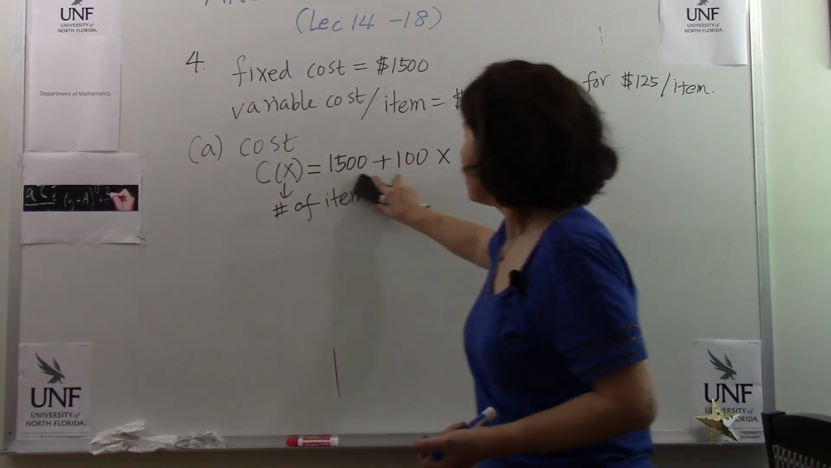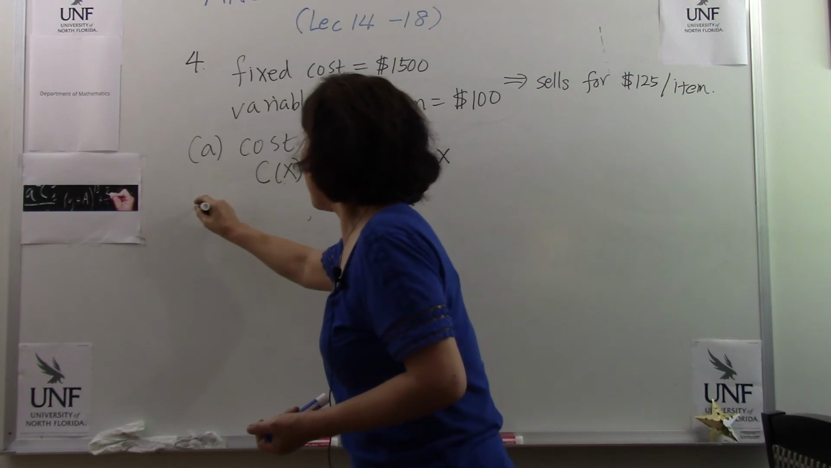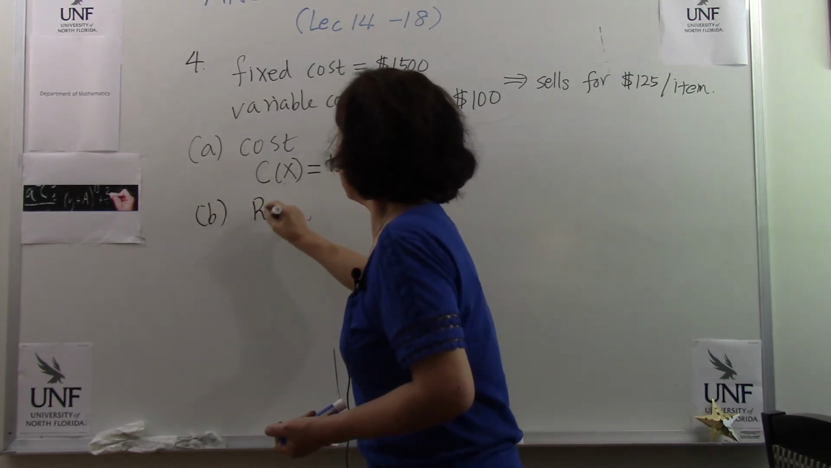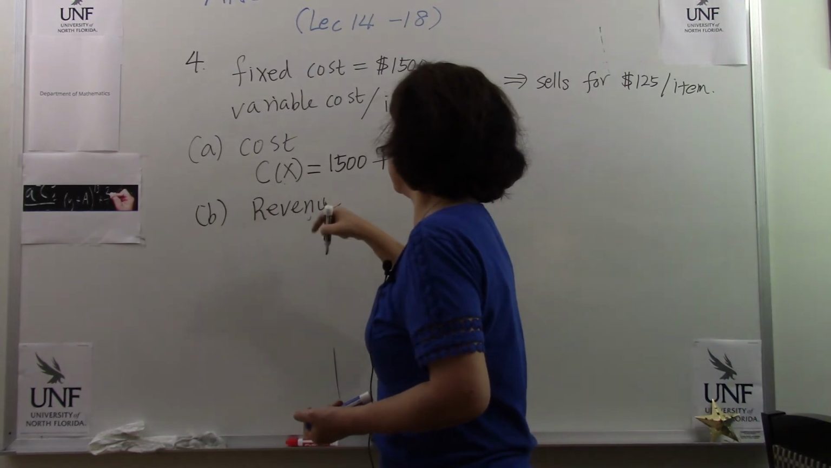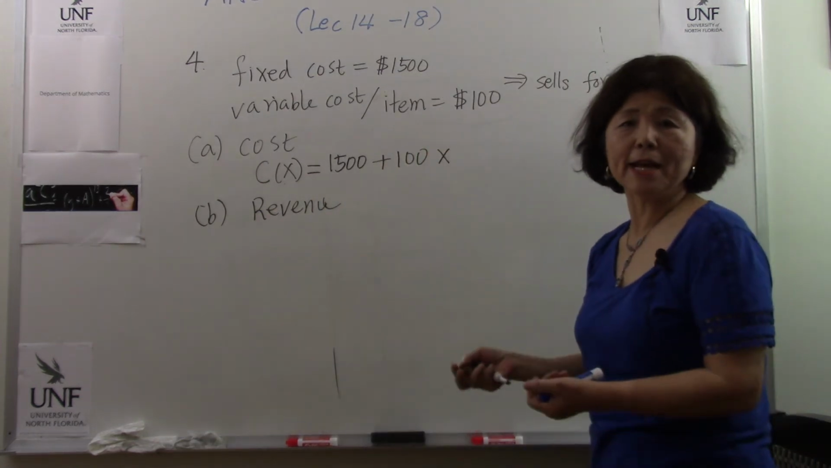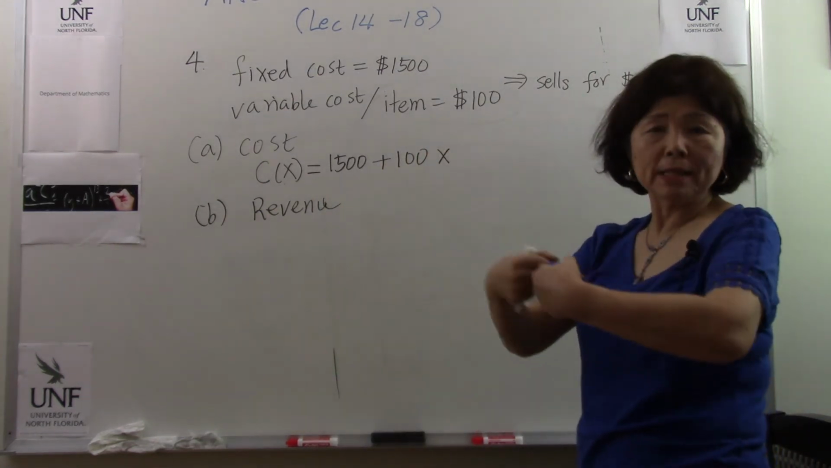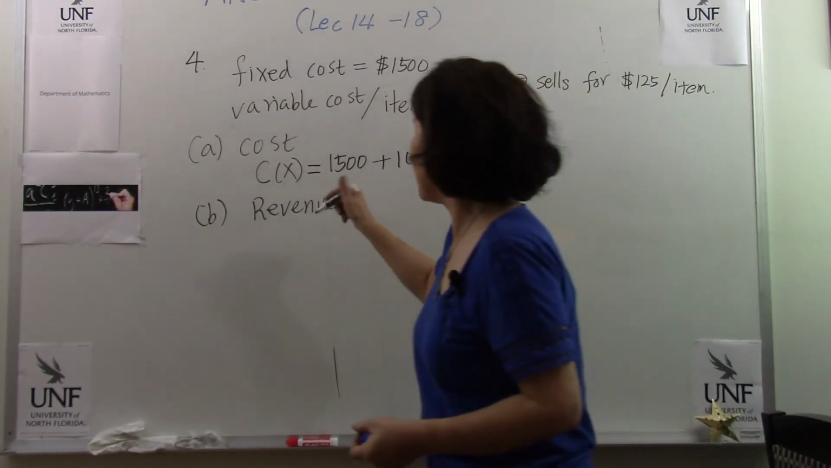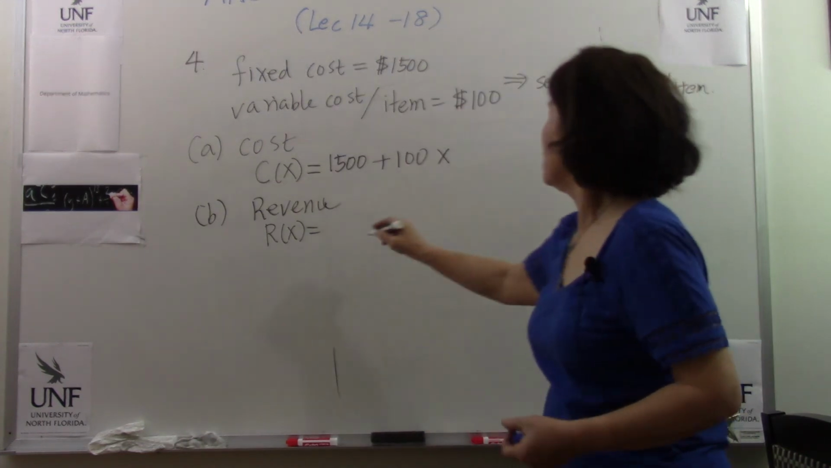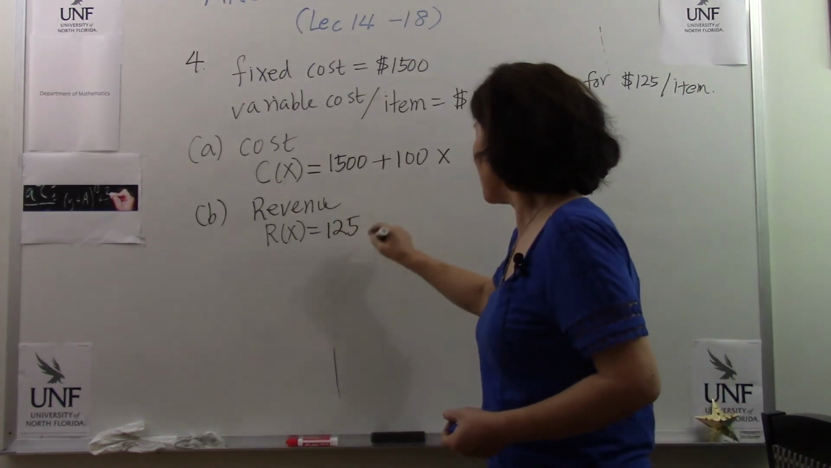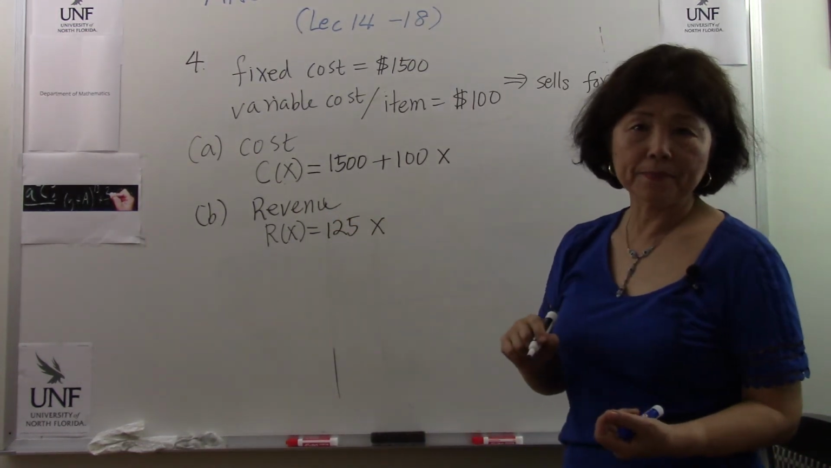The next one, once you have this, you are going to sell. So once you sell, whether you are going to receive a credit card or cash, anyhow, you are going to have some monies come in. That is called the revenue. So R of X equals 125 per item, so times X.